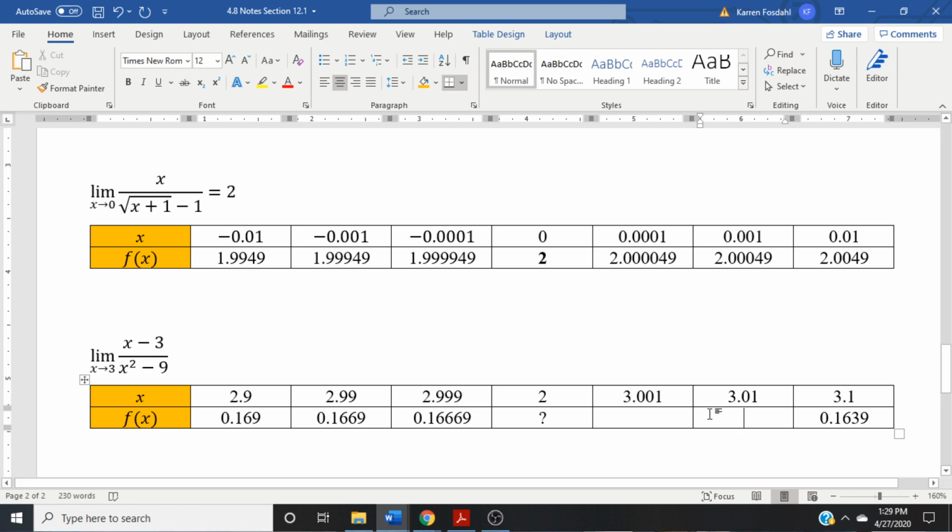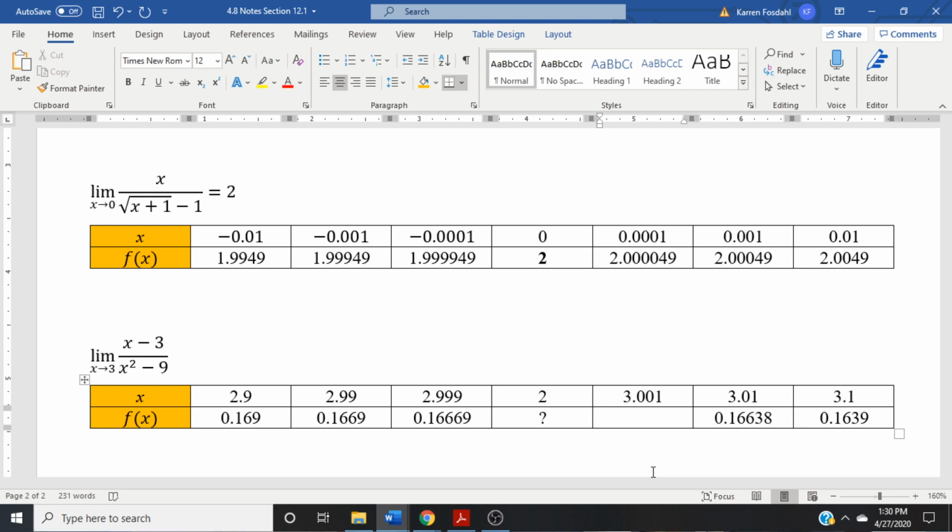Interesting. What about 3.01? 3.01 minus 3, divided by 3.01 squared minus 9. Oh, well, minus 9. That's definitely the wrong way. So this is 0.1663, and this is an 8. Okay.